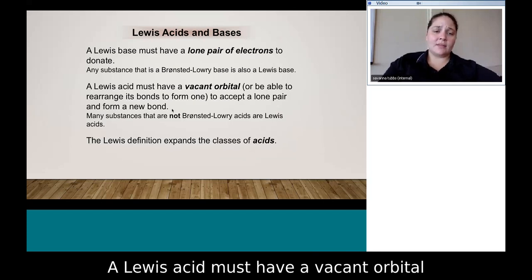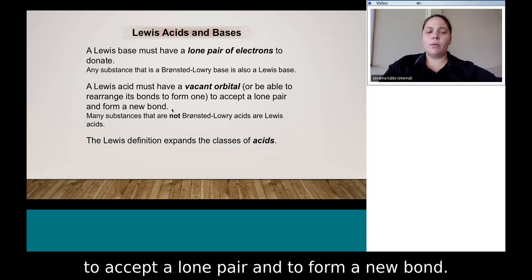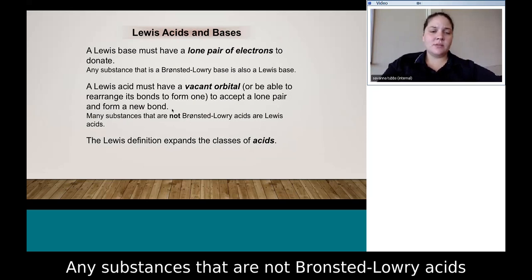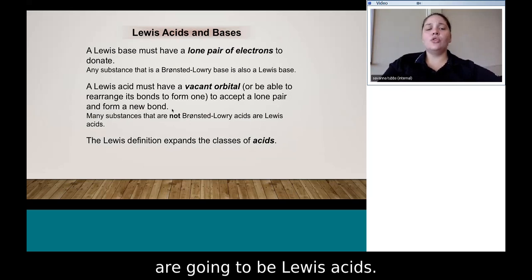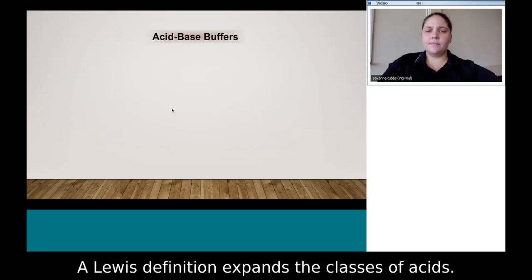A Lewis acid must have a vacant orbital, or be able to rearrange its bonds to form one, to accept a lone pair and to form a new bond. Any substances that are not Bronsted-Lowry acids are going to be Lewis acids. The Lewis definition expands the classes of acids.